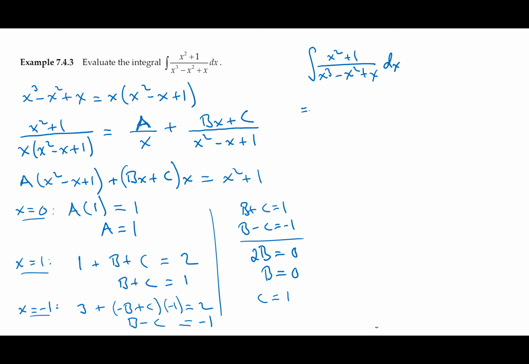I am going to have, let's see, where am I? Where's my a? Oh yeah, I'm going to have a 1 over x dx. And then since my b turned out to be 0, my next term will just be 1 over (x squared minus x plus 1) dx.